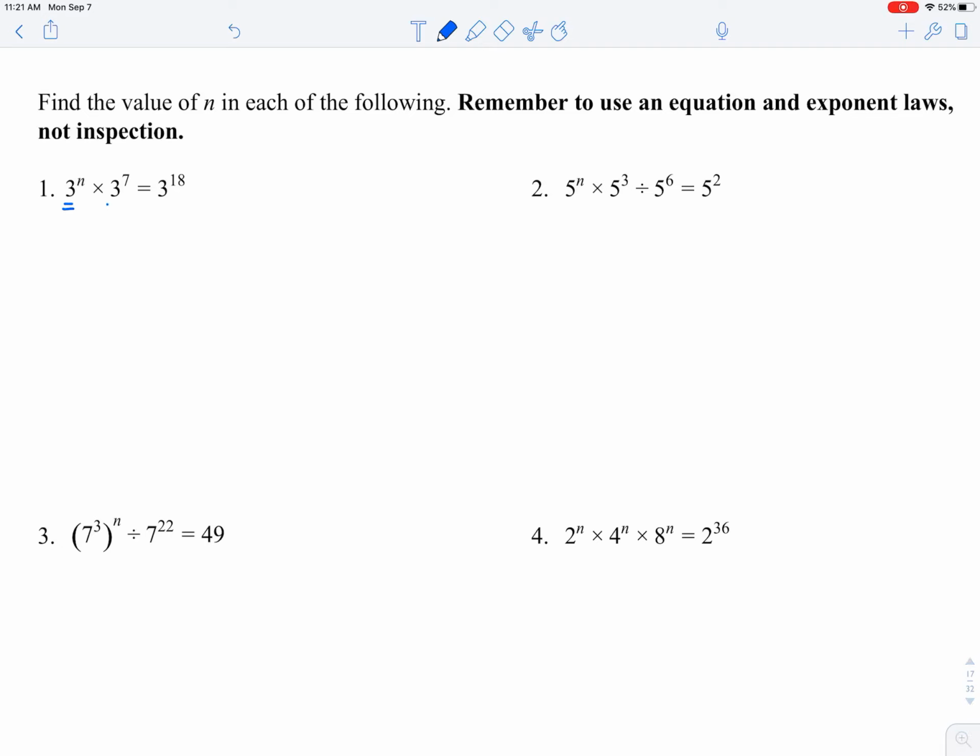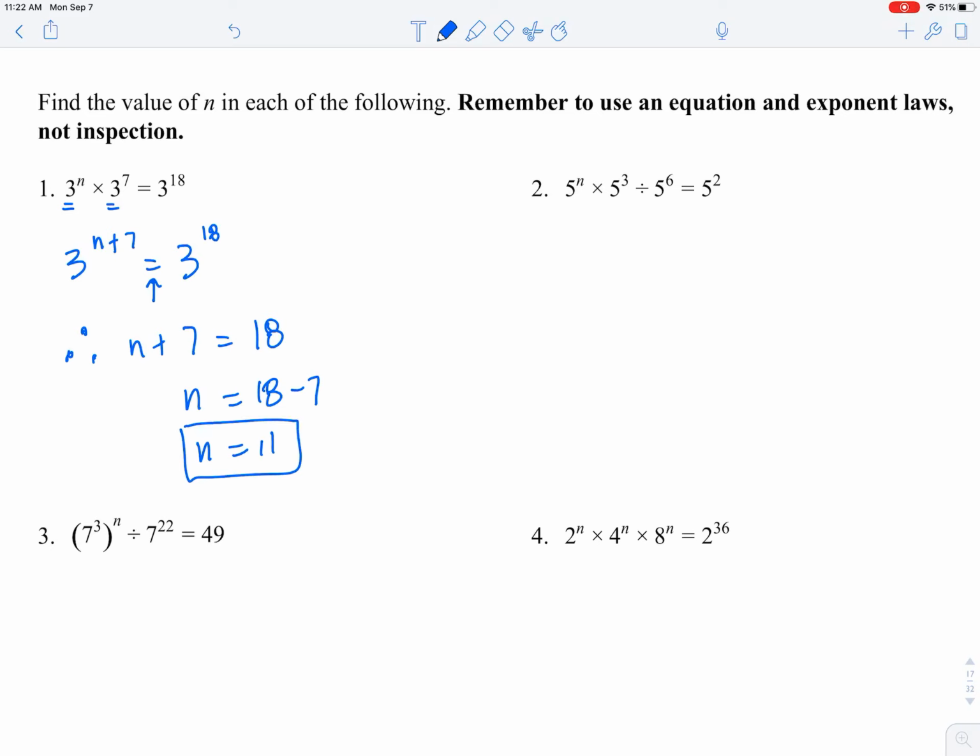Here, bases match. So I can write this as 3 to the n plus 7 equals 3 to the 18. The bases match. We got an equal sign in the middle. So that means therefore n plus 7 equals 18. Subtract 7 from both sides. 18 minus 7. So n equals 11.